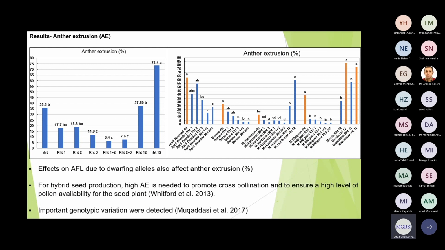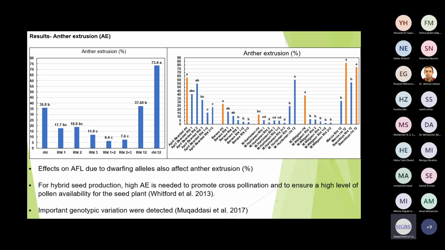Of course, the effect that we reported previously in anther filament length also affects later the capacity of the plant to extrude the anthers outside the flower. So reductions were reported. This is the mean of all the alleles and all the genotypes, but the important reduction was reported when we compare the tall genotype with the extreme dwarf alleles.